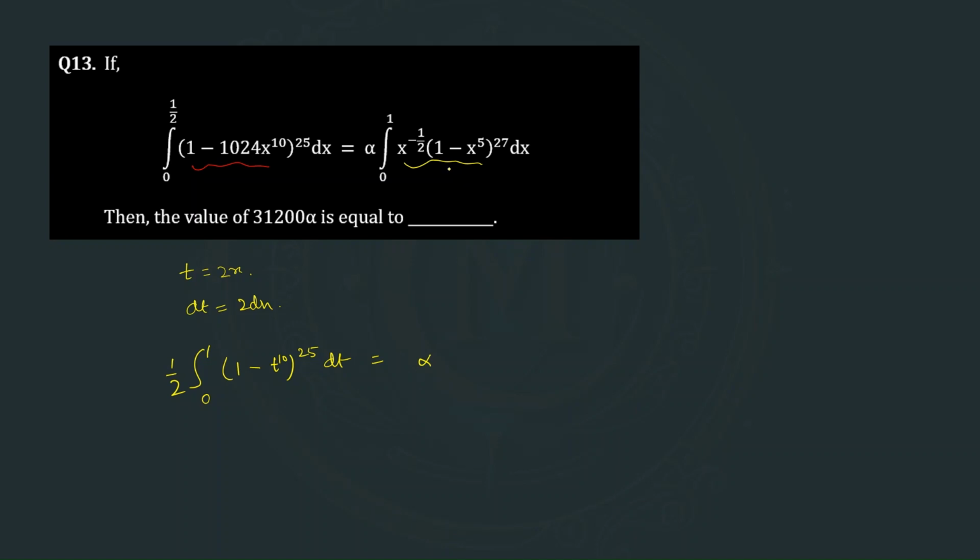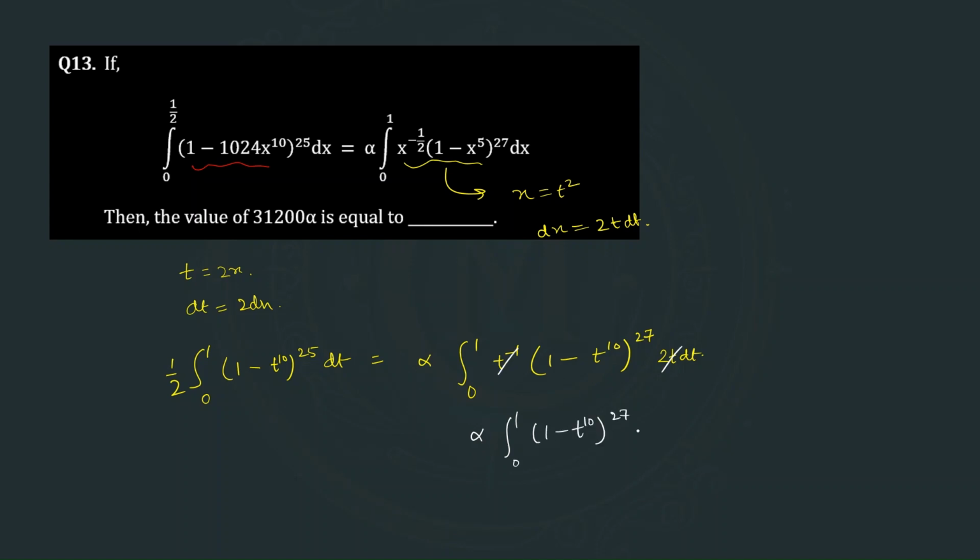Now in this integral, if we want to convert it into this format, we can use a substitution x equal to t square. So dx will be 2t dt. So it will become integral 0 to 1, then t to the power minus 1, then (1 minus t to the power 10) whole to the power 27, then 2t dt. So the right hand side will become alpha times integral 0 to 1, where this will cancel, so (1 minus t to the power 10) whole to the power 27 dt, times 2.